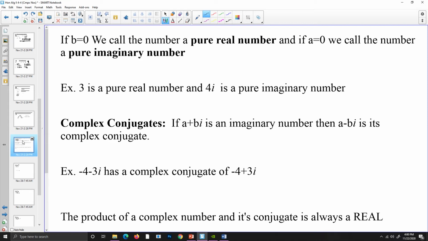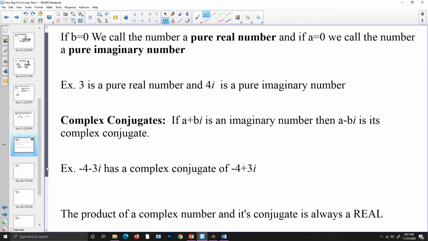Complex conjugates. If a plus bi is a complex number, then a minus bi is its complex conjugate. As an example, if we have negative 4 minus 3i, its complex conjugate is negative 4 plus 3i. When you find the conjugate, all you're changing is the sign in between. You do not change the sign of the real part. The product of a complex number and its conjugate is always a real number.